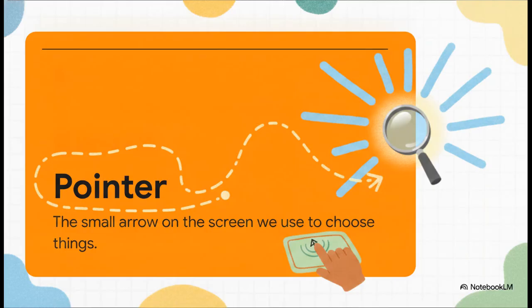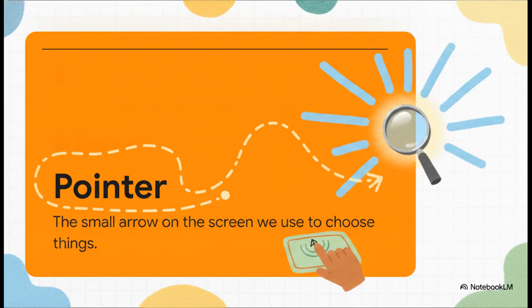Okay, so take a look at our main navigator. See that small arrow? That is the pointer. It's basically your digital finger. When you move your mouse or slide your finger on the touchpad, the pointer moves too. It's actually a brilliant illustration of how your physical hand movement translates directly into the digital world.